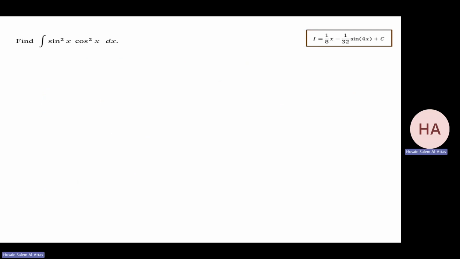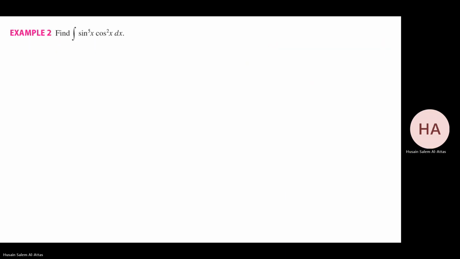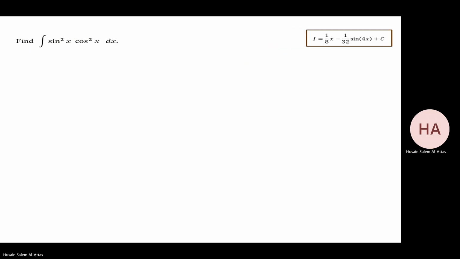Sine square, cosine square. Both of them are even. If both are even, then that will make it a little bit complicated. What I will do, everything I will write in terms of double angle. So that will be the integral of half minus half cosine 2x times half plus half cosine 2x dx.